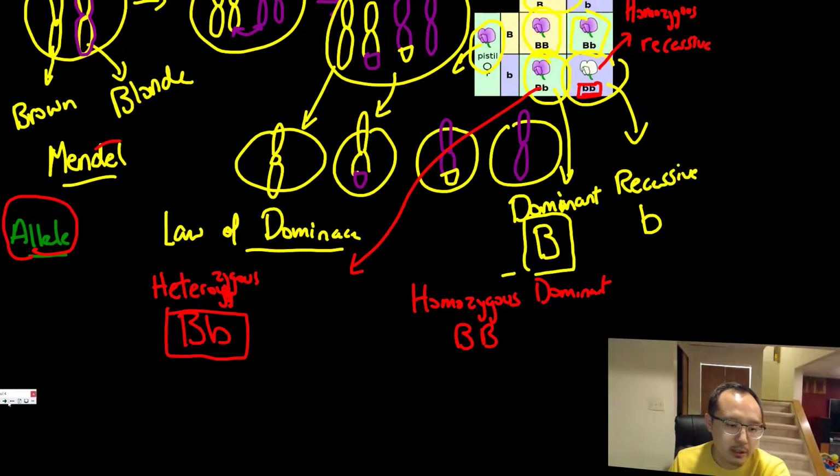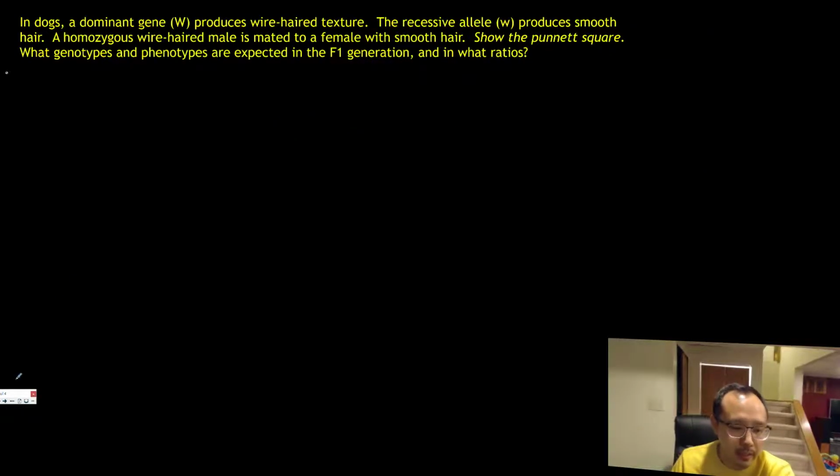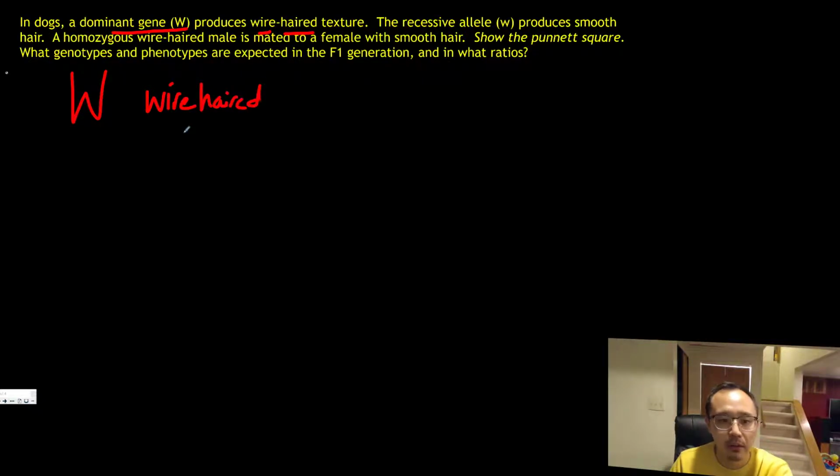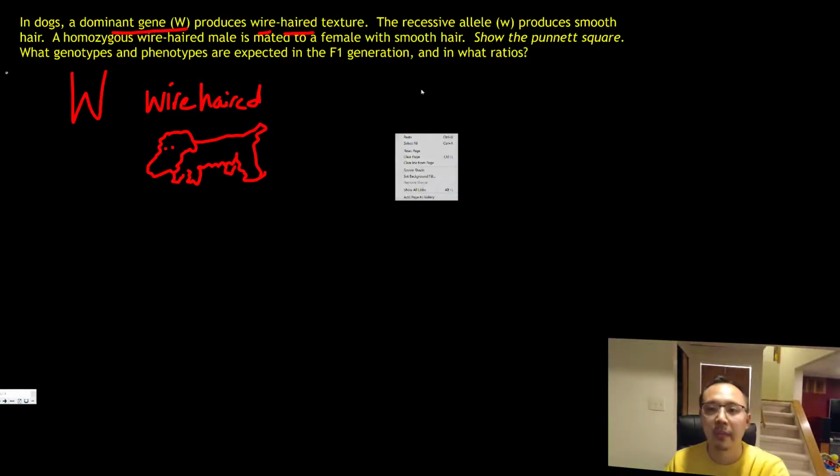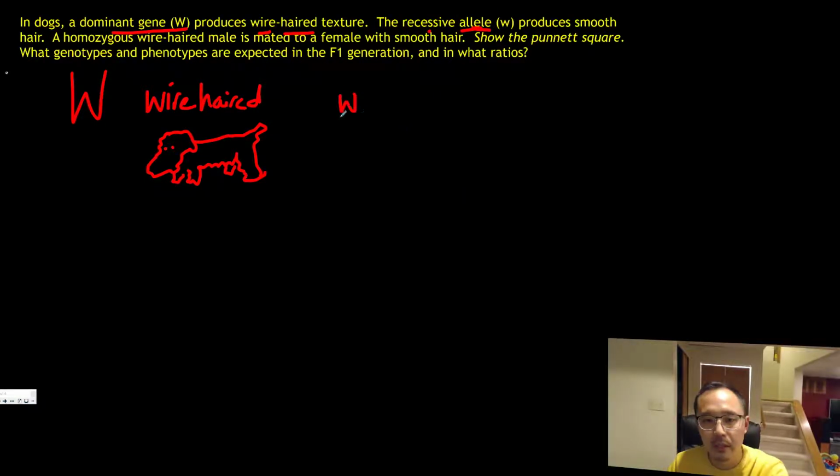So let's try a question here. In dogs, a dominant gene W produces wire-haired texture. So we know that the dominant gene is going to have the uppercase W, and that means that it's going to produce a wire-haired dog. Those are the fuzzy kind of dog that you see, usually terriers and kind of cute little dogs. Right here, let's just draw two eyes. Wire hair. The recessive allele, the other version, is going to be the lowercase w.